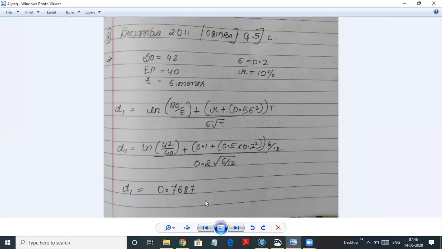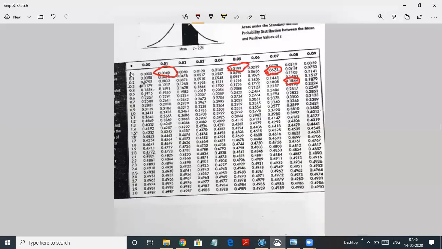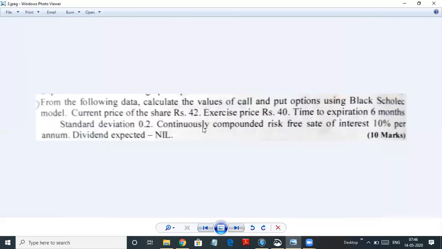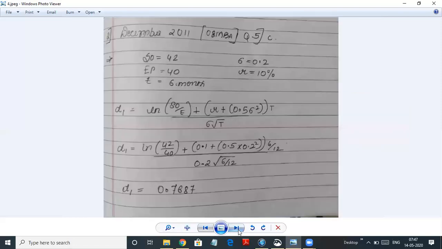So table value, if I have to find 0.76, it would have been 0.7 and going up to 6. That is here. So you get 0.2764. So this is how you will have to find the table value, and you will get ND1. You have to find D2 value and find ND2 and put it in the formula to find the value of a call option. They have asked you to calculate the values of call and put options both. So both the values it can be found out. Maybe in the next video, I'll complete this particular problem. By then you can maybe try the answer, and when we upload the next video, you can check whether you're getting the right answer. I hope it's clear.